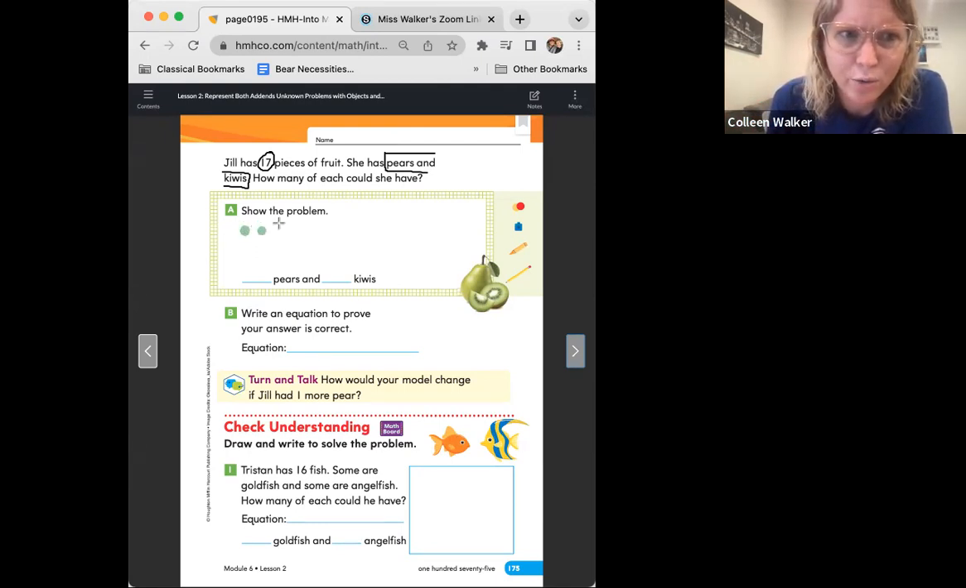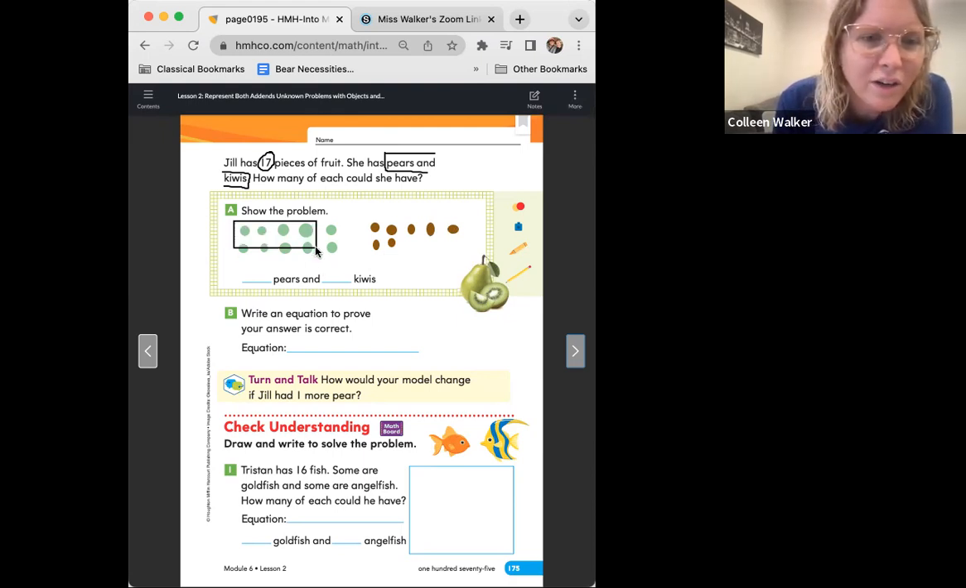1, 2, 3, 4, 5, 6, 7, 8, 9, 10. Am I done? No, we still have to go. Remember, they had 17 pieces of fruit, so we still have to draw. So should we switch our color? Yeah, let's switch to kiwis. So what comes after 10, friends? 11, 12, 13, 14, 15, 16, 17. And I love to just get my little 10 frame on there to make it so clear.